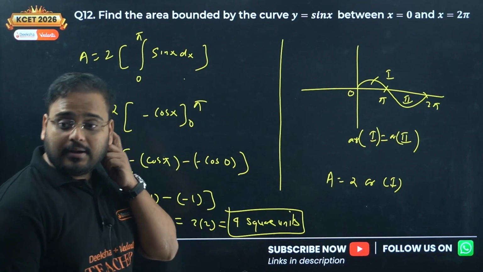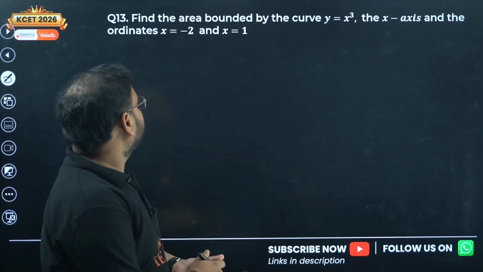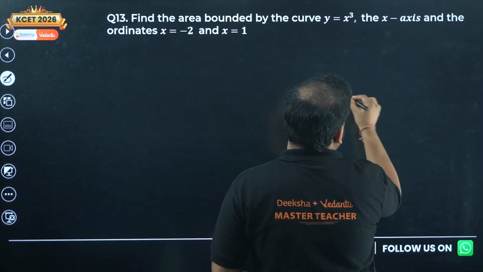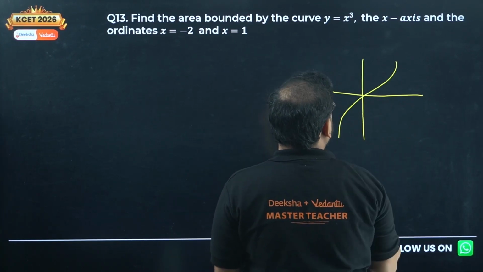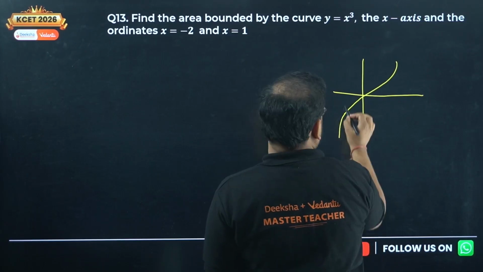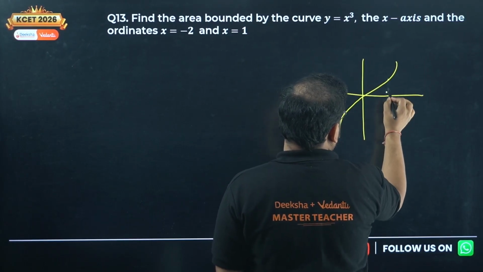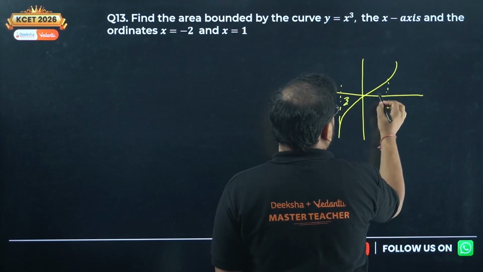Okay, got it? Next. So your last question, the 13th one. Find the area bounded by the curve y equals x cube, from where to where? Minus 2 to 1. So we'll have a negative area and a positive area.